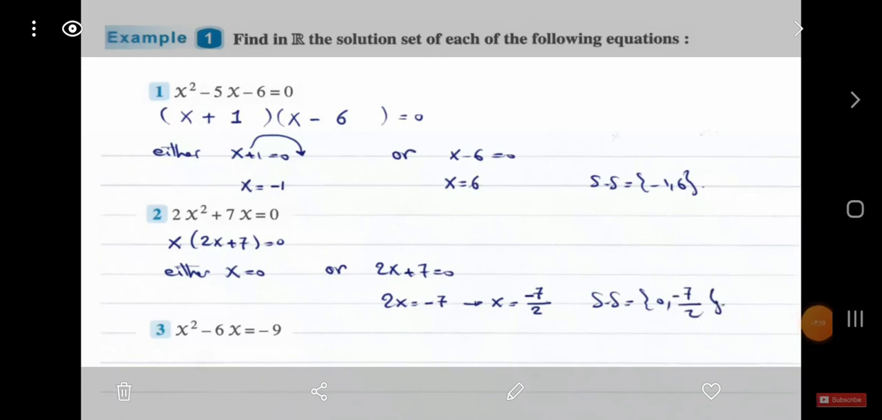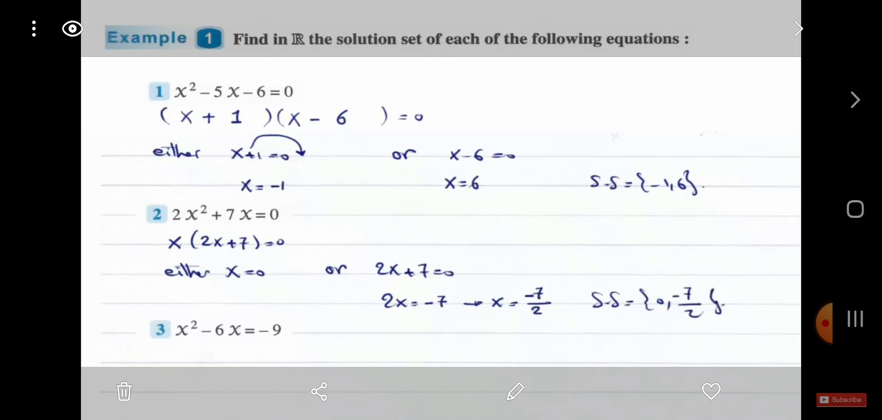Another example, x² - 5x - 6 = 0. Here we first make factorization by scissor, as we remember. We get (x + 1)(x - 6) = 0. Then maybe x + 1 = 0, so x = -1, or x - 6 = 0, then x = 6. Then we get the solution set, two values of x: -1 and 6.